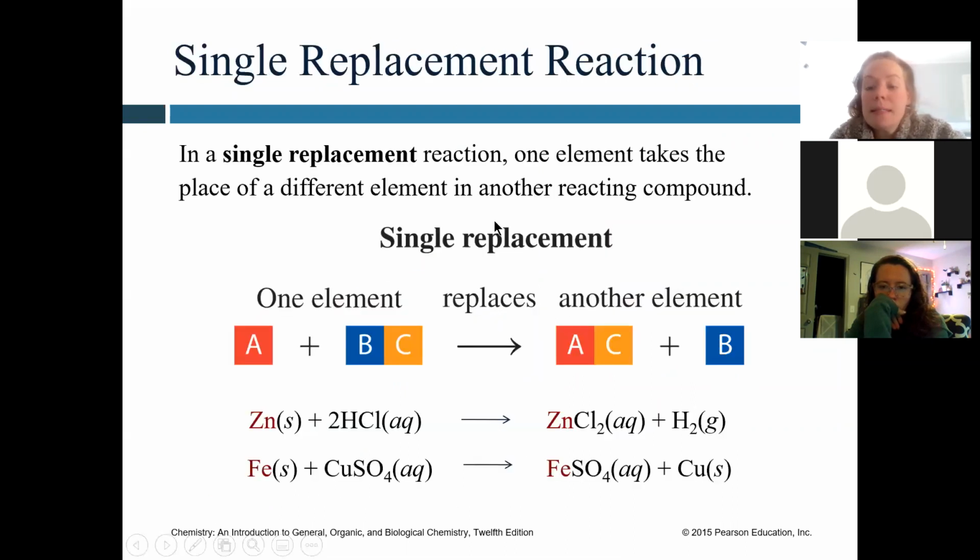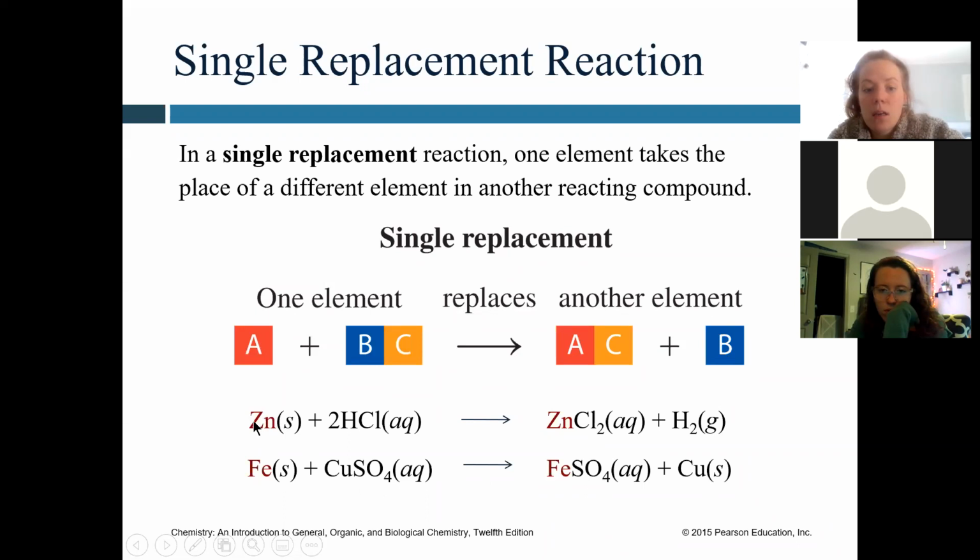Okay, the next type is a single replacement reaction, or sometimes it's called single displacement. So in this situation, we have A plus BC. So BC is already a couple. A is more appetizing than B in this situation. So what will happen is C will switch partners, or C will move over to A. So we end up with AC and then B gets booted from the relationship.